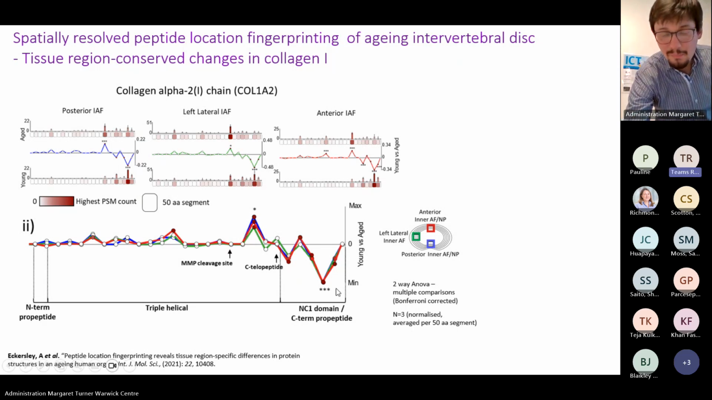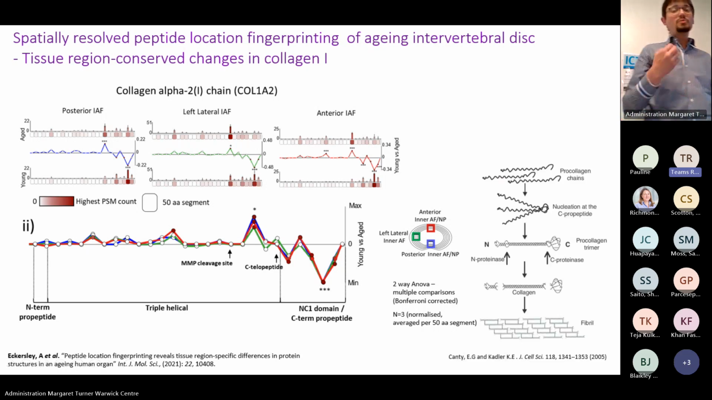The next thing I'll point your attention to is the C-terminal propeptide region over here, where we see significantly fewer peptides being yielded in aged versus young. Now, this propeptide region is only found in procollagen. It's then cleaved off before being incorporated into the fibril. So if you're seeing peptides from that region, it means you're really seeing active collagen synthesis. And what we found by looking at this historical data set was that you're getting a lot more active collagen synthesis in young than in aged.